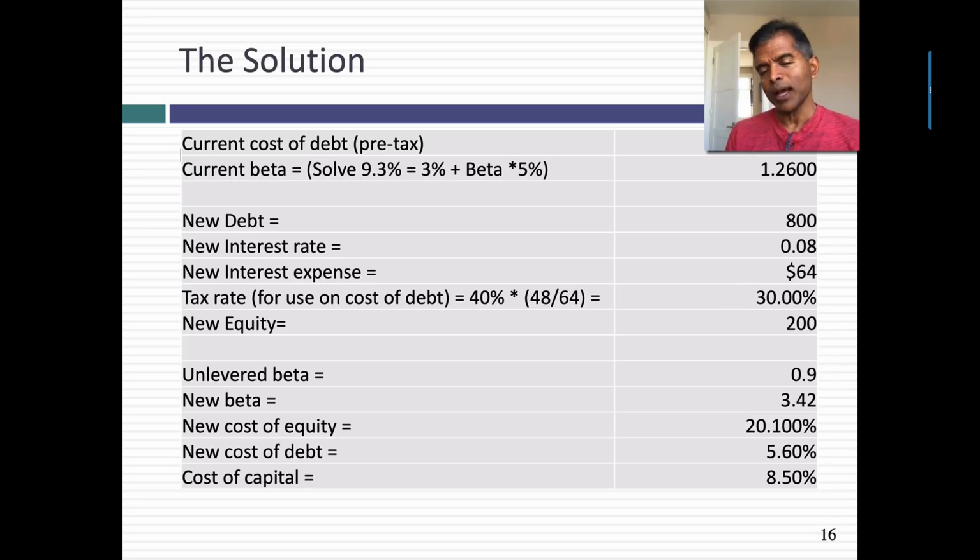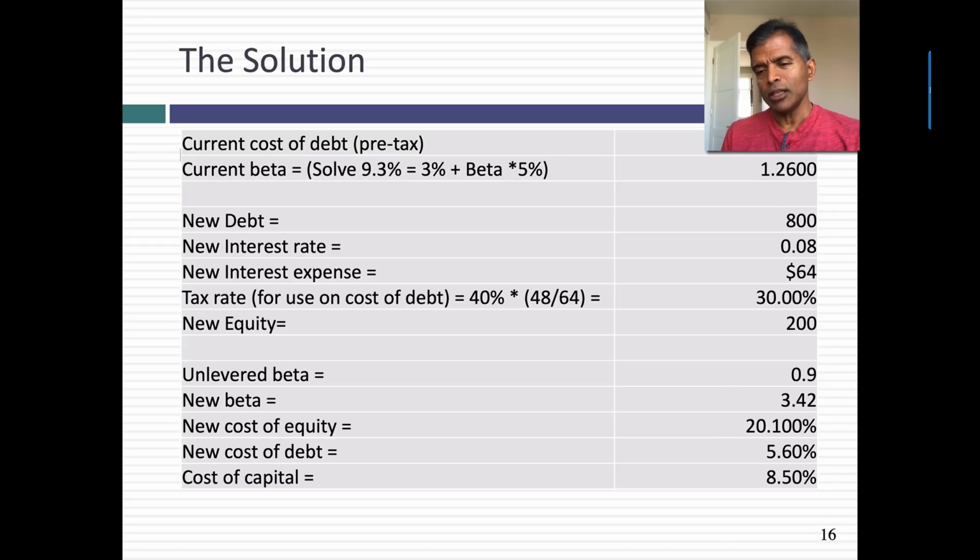Then I re-levered it back up using the new debt to equity ratio of 400% and also the tax rate of 30%. My new beta is 3.42. My new cost of equity with those inputs, 3.42 beta, 3% risk-free rate, and a 5% risk premium, is 20.1%. For my new cost of debt, I take the 8%, but I multiply by 1 minus 0.3, not 0.4, because I've lost some of my tax benefits. I get a 5.6% after-tax cost of debt. The cost of capital is 8.5%.